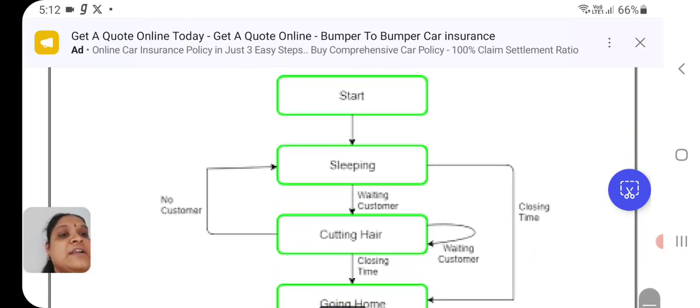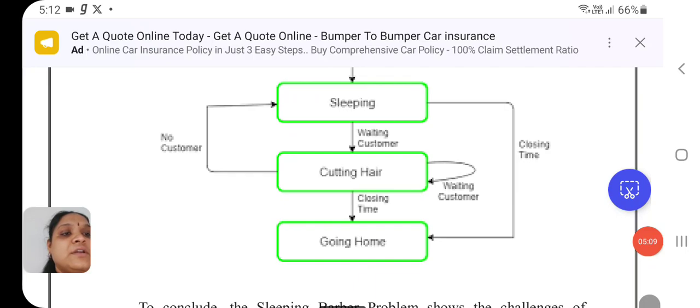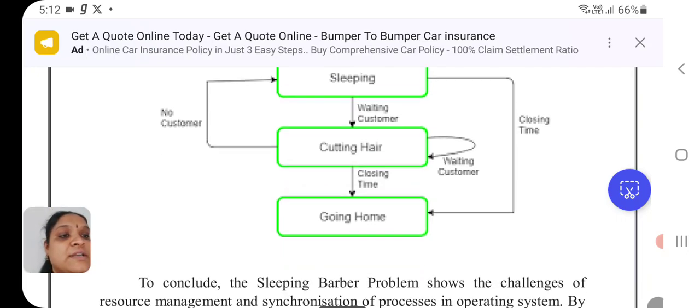So let me start here. This is the normal flow chart. Sleeping, and if it's closing time, and waiting customer, cutting hair, and at closing time, he can go home. And after cutting hair, if there is no customer, he will just go back to sleep.